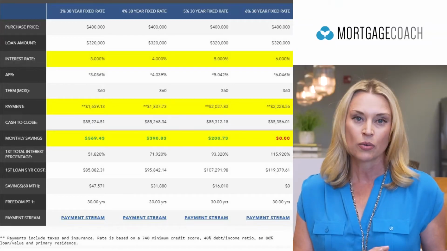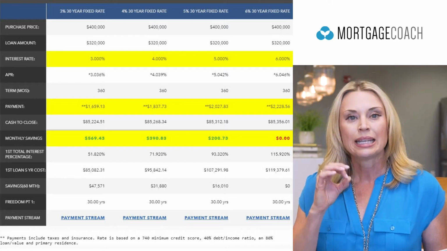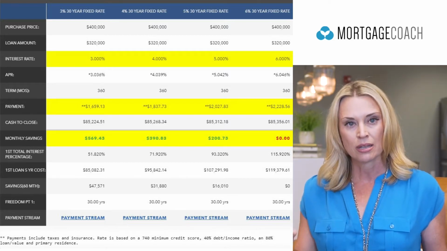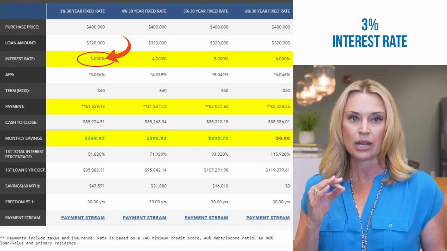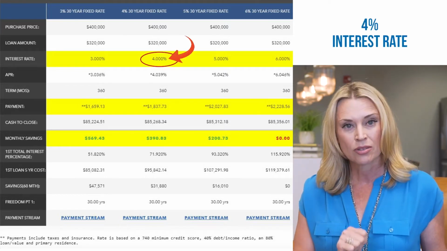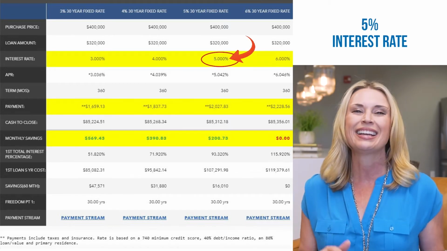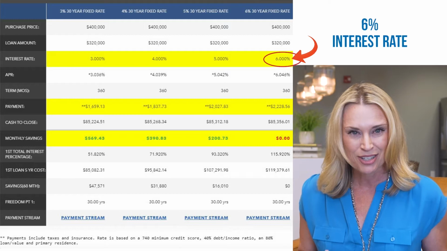This analysis is going to show a total monthly payment based on each one of these interest rate scenarios. So column 1 is using a 3% interest rate, column 2 is using a 4% interest rate, column 3 is a 5% interest rate, and column 4 is a 6% interest rate.